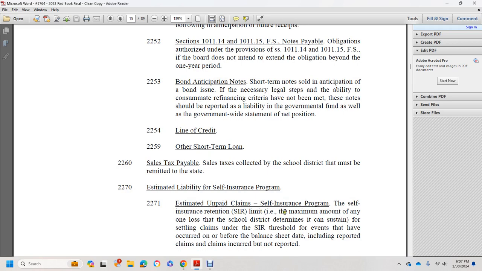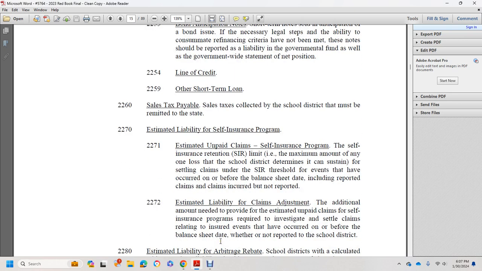Self-insurance retention limit. The maximum amount of one loss the school district determines it sustains for settling claims under the self-insurance retention threshold for events that have occurred on or before the balance sheet date, including reported claims and incurred but not reported.